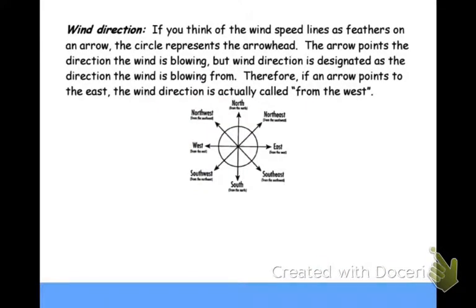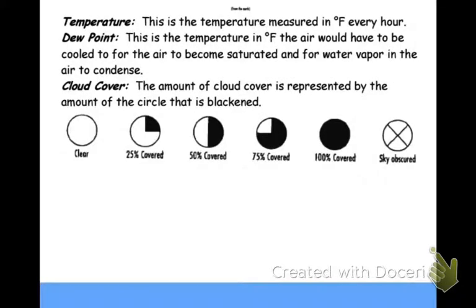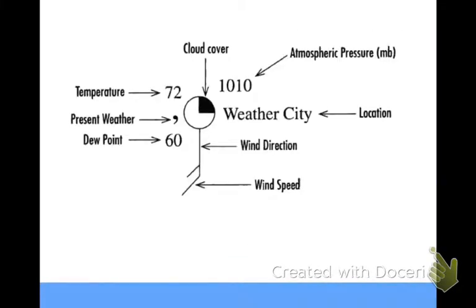Next one is going to be wind direction. This is the compass. So if you know a compass, then you're good on that. Notice the middle of the circle over here is colored in. This one's colored in a quarter.